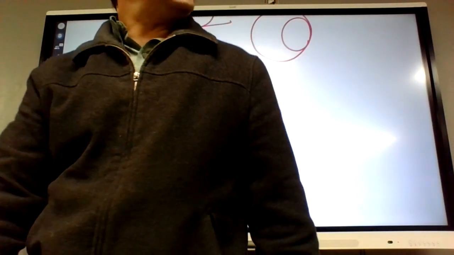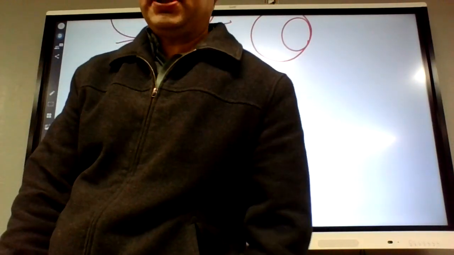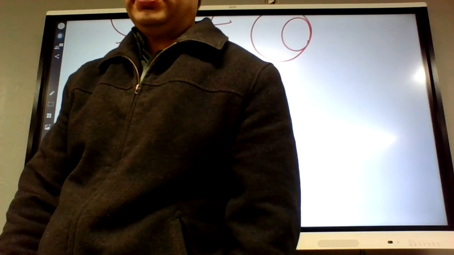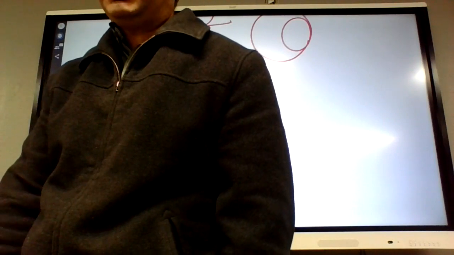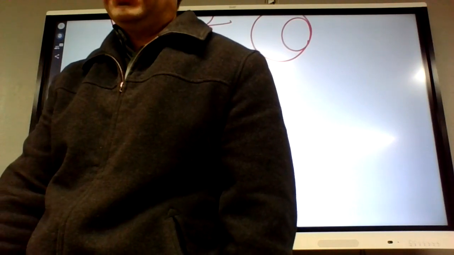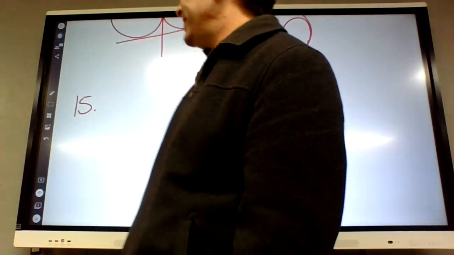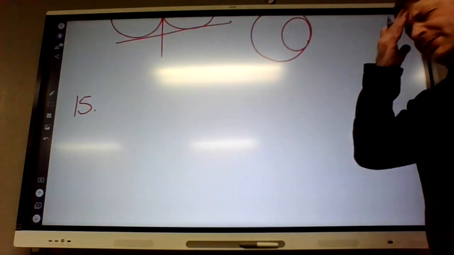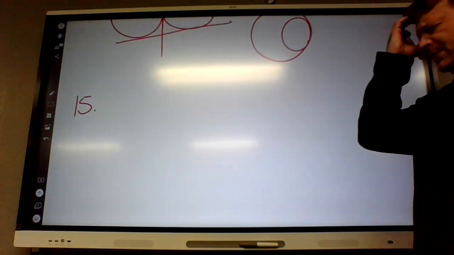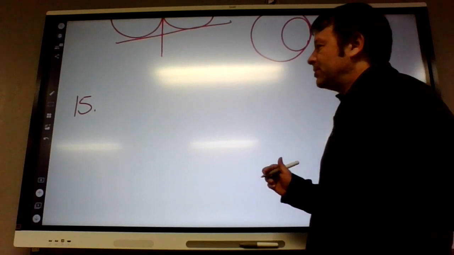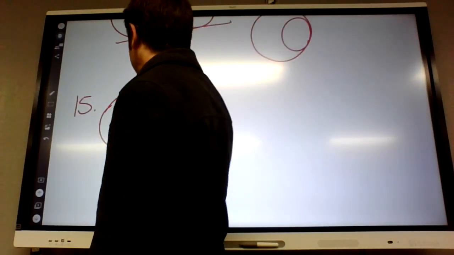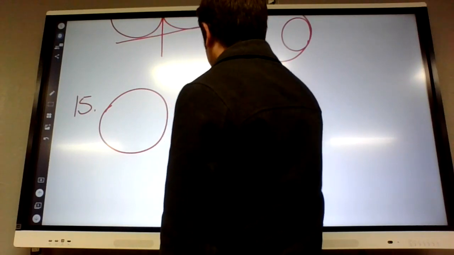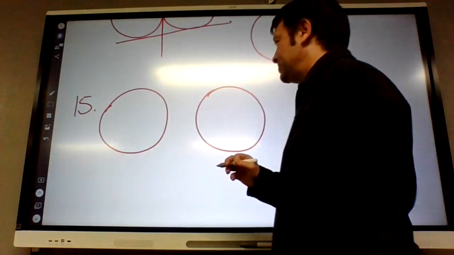So on 15, it says, make a sketch illustrating each possible case of the total number of common tangent lines for two circles that are not tangent to each other. So kind of the same question, just the circles aren't tangent. So what could it look like if the circles are not tangent? They don't touch each other, they're just floating apart. So how many common tangents do we have?